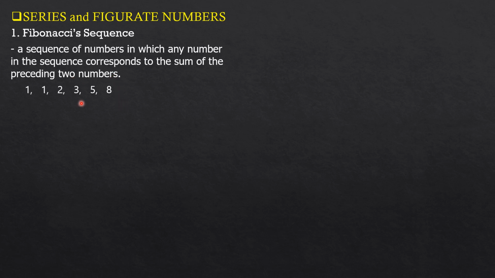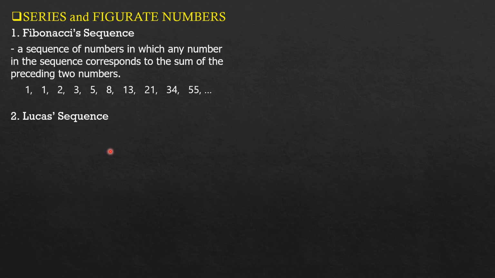So 1, 1, 2, 3, because 2 plus 3 is 5, 3 plus 5 is 8, 5 plus 8 is 13, 8 plus 13 is 21, 13 plus 21 is 34, 21 plus 34 is 55, 34 plus 55 is 89, and so forth. So that's the Fibonacci sequence. It is important to remember the first three numbers, and based on the definition, you must be able to expand the Fibonacci sequence.